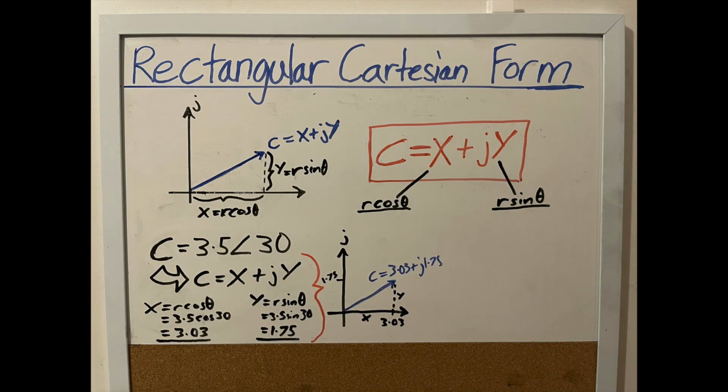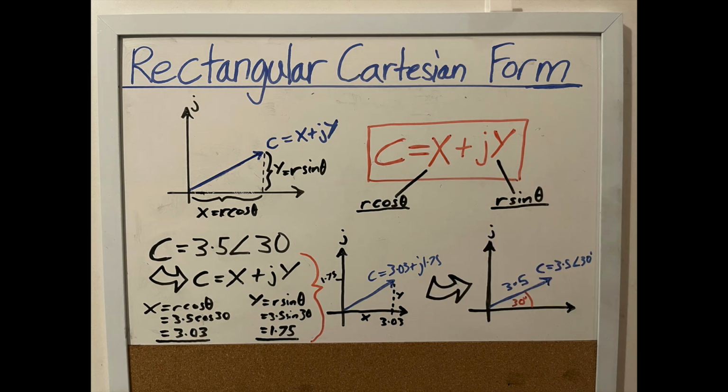And as can be seen here, the graph resultant that was obtained from these values matches up exactly with what was graphed in polar form.